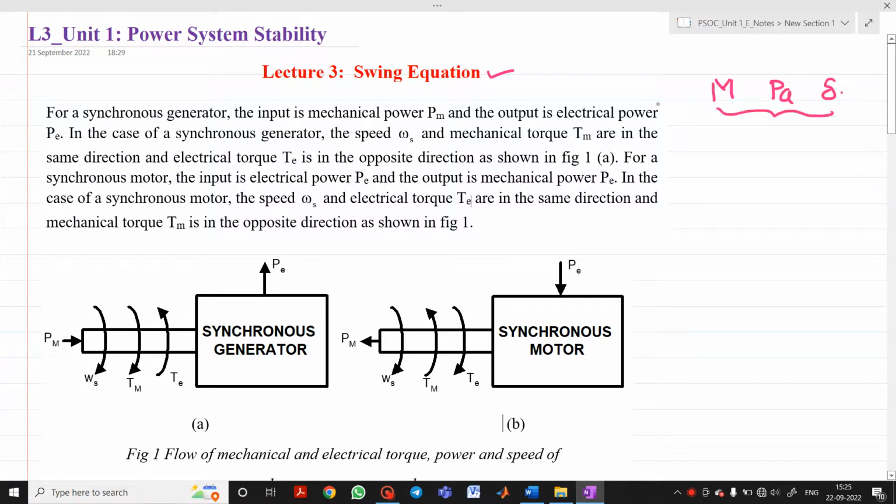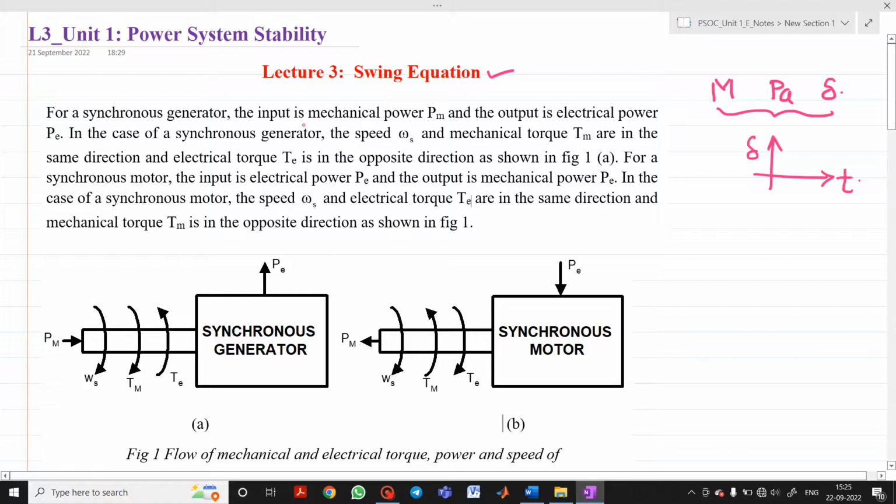So how can one define a swing equation? It is the differential equation that relates the angular momentum M, accelerating power PA, and rotor angle delta. The swing equation will show how the rotor angle changes with respect to time when it undergoes a disturbance. The graph we always plot between load angle delta on the y-axis and time t on the x-axis gives the swing curve. The stability of the system can be assessed with the help of the swing equation.